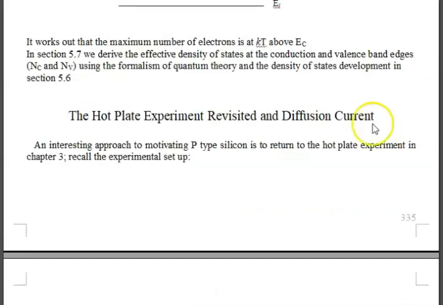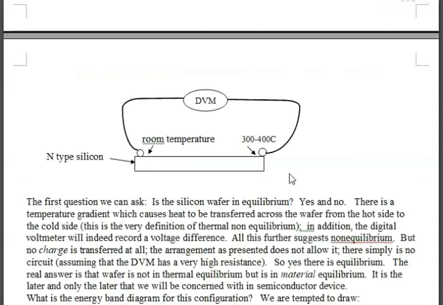Okay, so the next topic is diffusion current, and I'm going to motivate that by going back to the hot plate experiment, hopefully for the last time. I just remind you of how this thing works.